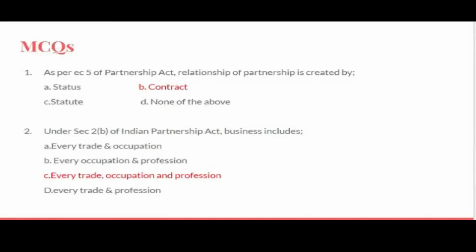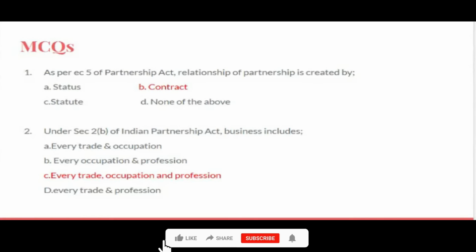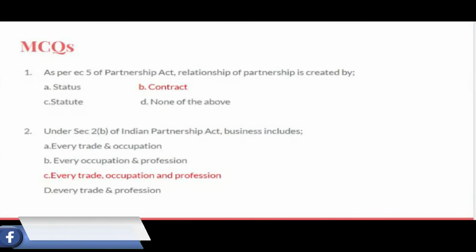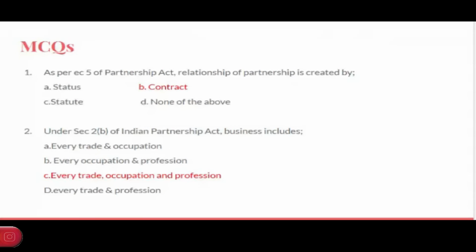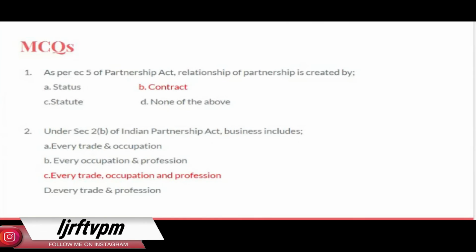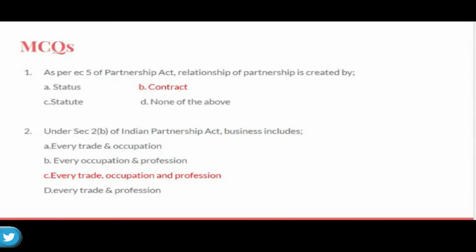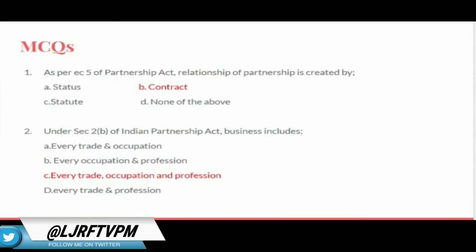First one: as per Section 5 of the Act, the relationship of partners is created by A, status, B, contract, C, statute, and D, none of the above. So the relationship of partnership is created by contract. As we mentioned earlier, every partnership is created by agreement, so it is to be created on the basis of a contract.